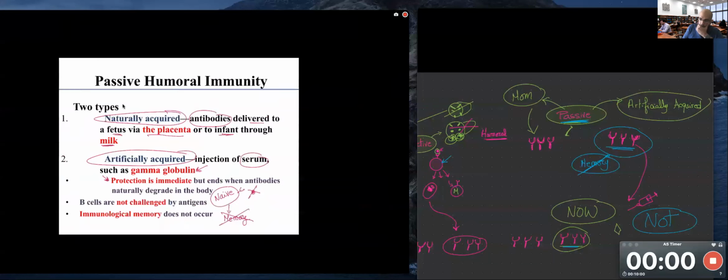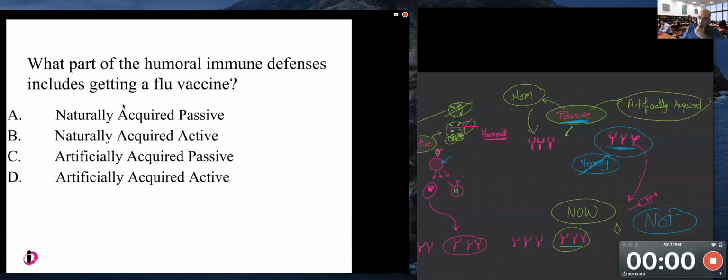All right, so looking here at what part of the humoral immune defense includes getting a flu vaccine. Which one in here? What kind of immunity do we consider this as?